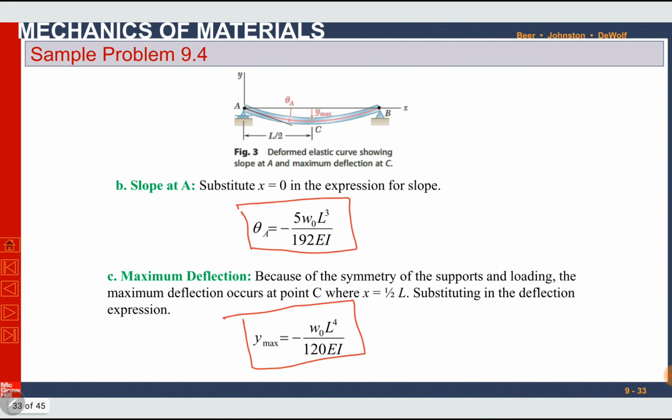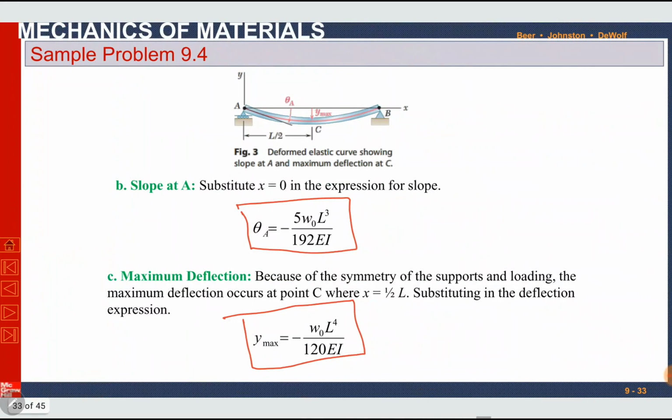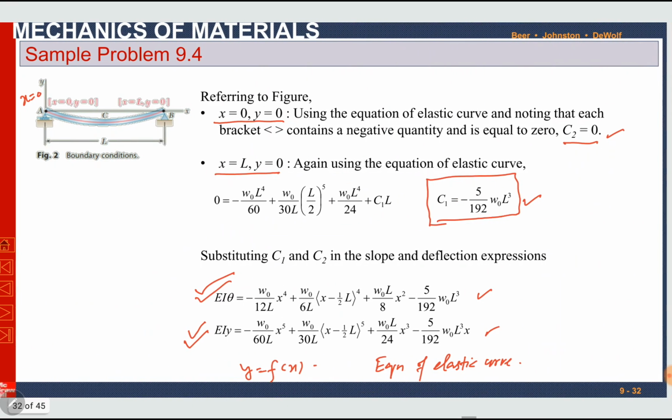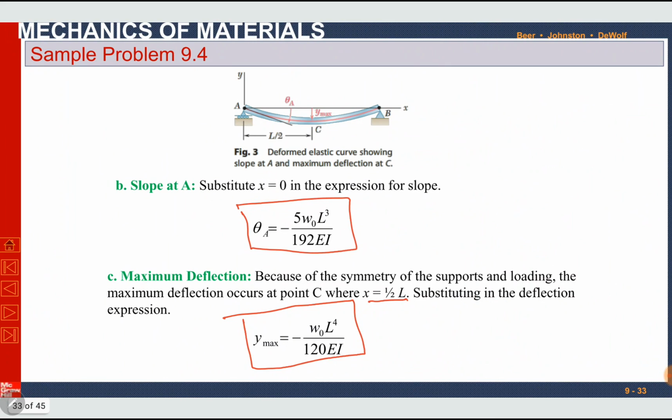Again, putting x equal to 0 in the expression of theta slope, we have found theta A, and then putting x equal to L by 2 into the expression of deflection, we have found y maximum. This was required in our problem statement.